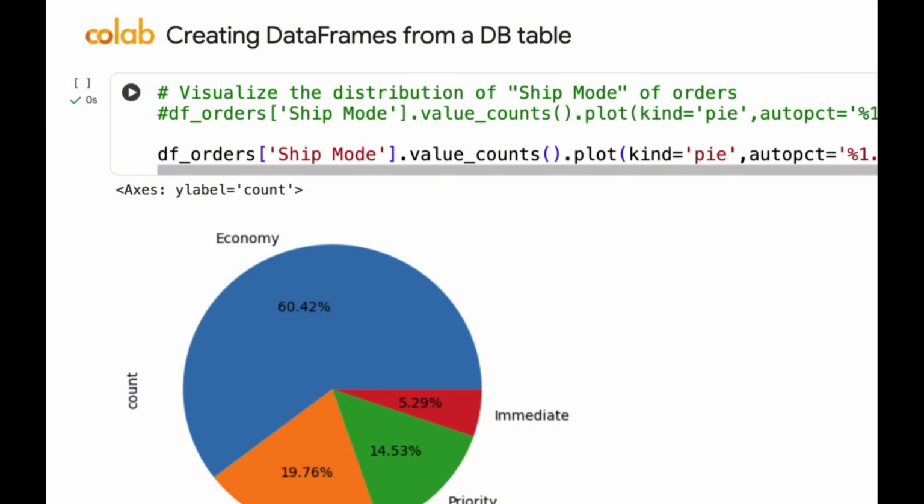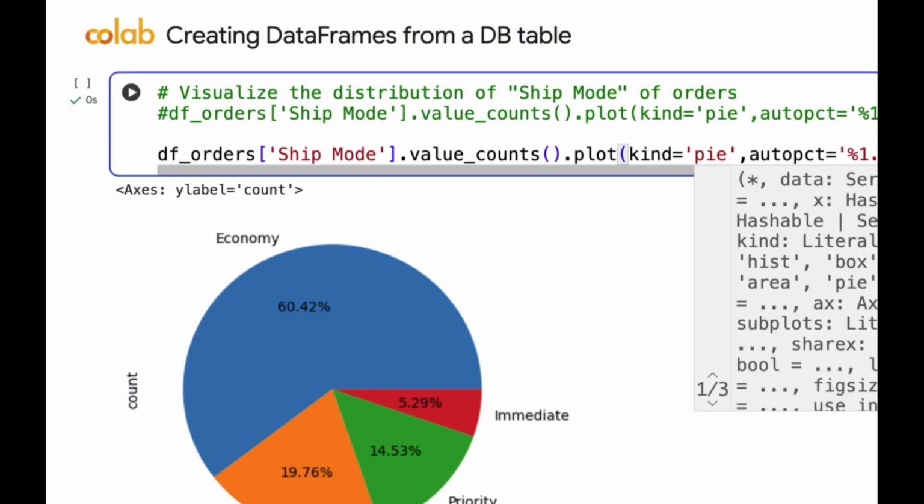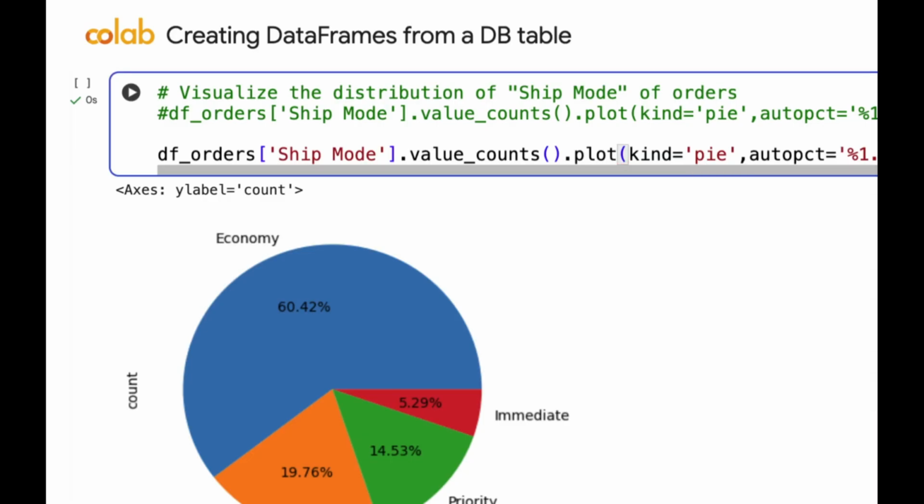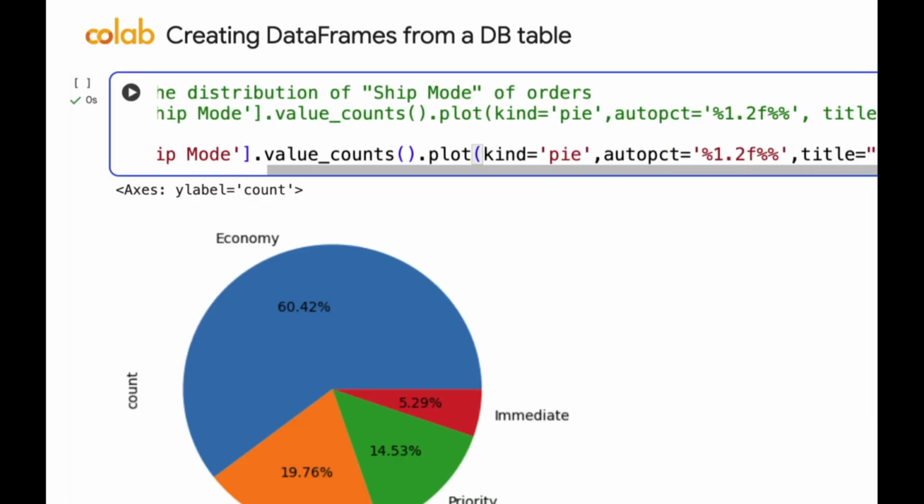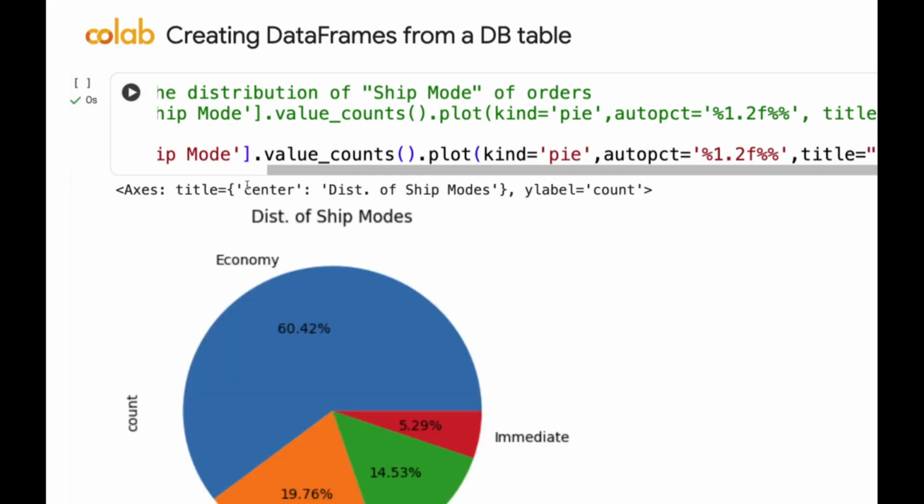So sometimes we want to use something like a title. So we can specify one more argument, which is title equal to, let's say, distribution of ship modes. And nothing will be too different except we have a title. Okay. All right, so that's a quick visualization.